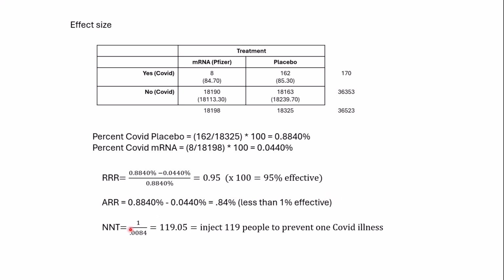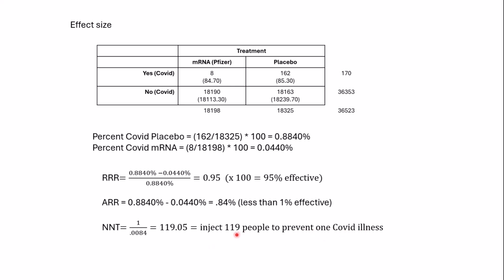Lastly, we have the number needed to treat, and many clinicians find this fairly useful. Notice what I've done here is I've taken the reciprocal of the ARR, but I've turned it into a proportion. This is a percentage. To turn it into a proportion, I'll move the decimal 2 places to the left, so 0.0084, and then 1 divided by that, and I get 119.05. Go ahead and round that, and the way you interpret this is I would have to inject 119 people to prevent 1 COVID illness.